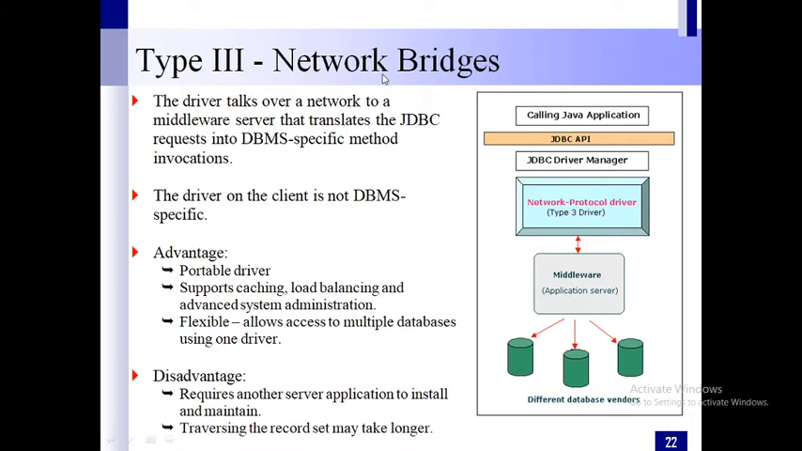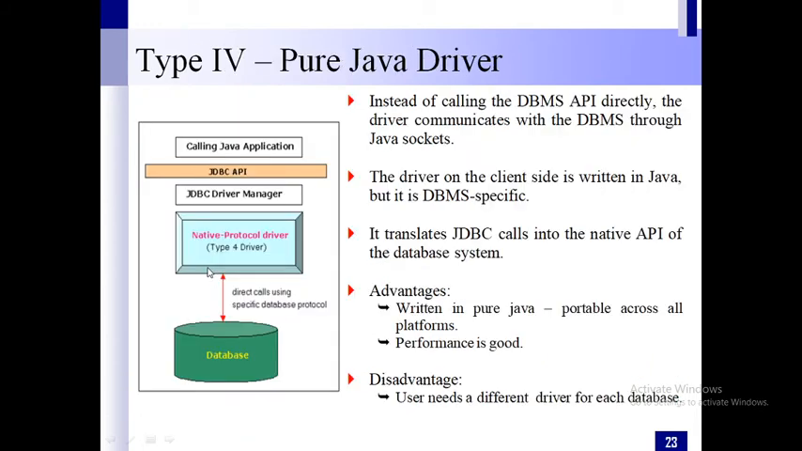That's why it is called a network bridge. Then the fourth one, that is the pure Java driver. In this, instead of calling the DBMS API directly, the driver communicates with the DBMS through a Java socket. The driver on the client side is written in Java, but it is DBMS specific.